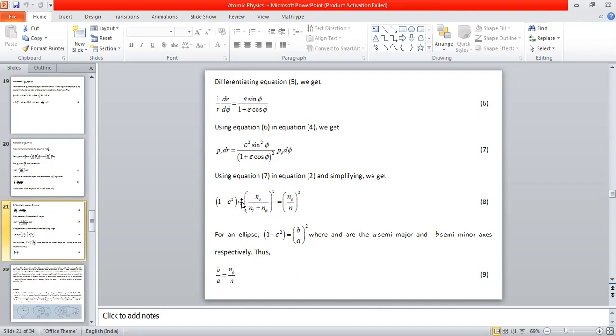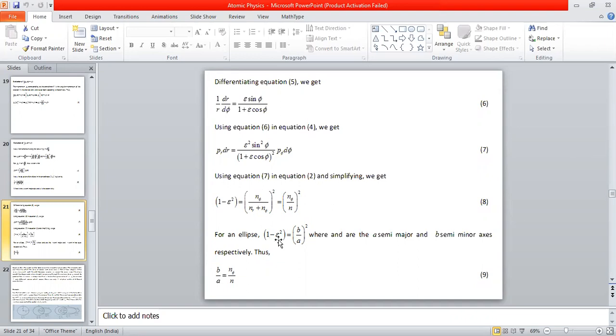So if we substitute and simplify, you are going to get 1 minus epsilon square is equal to n phi divided by nr plus n phi, the whole square. The same expression can also be written as n phi by n, the whole square. It is because nr plus n phi is the total quantum number. The sum of radial quantum number nr and azimuthal quantum number n phi is n, and that is nothing but your total quantum number n.